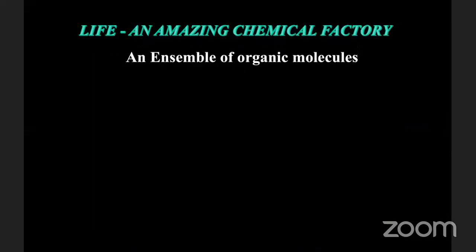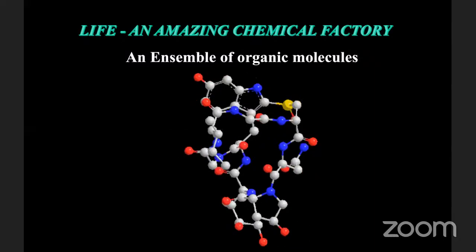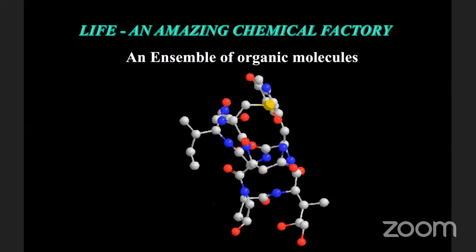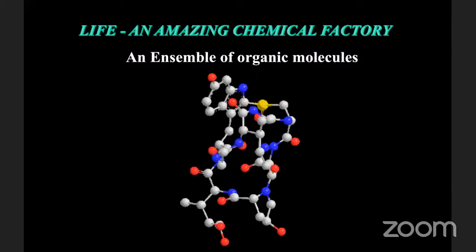So what are these organic molecules? Organic molecules are compounds made of carbon with at least 1 hydrogen atom. The simplest organic molecule is methane, which has 1 carbon atom and 4 hydrogen atoms.